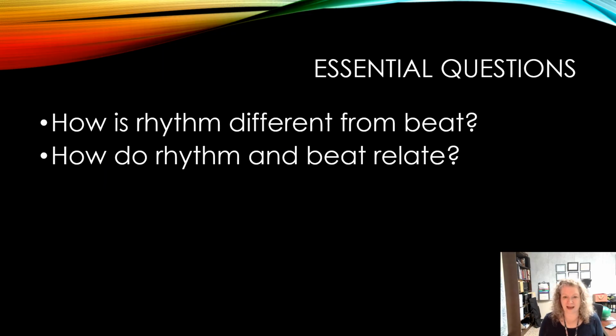So let's come back and look at those essential questions. How is rhythm different from beat? How do rhythm and beat relate? Please post your thoughts on this on the discussion board for Unit 1.